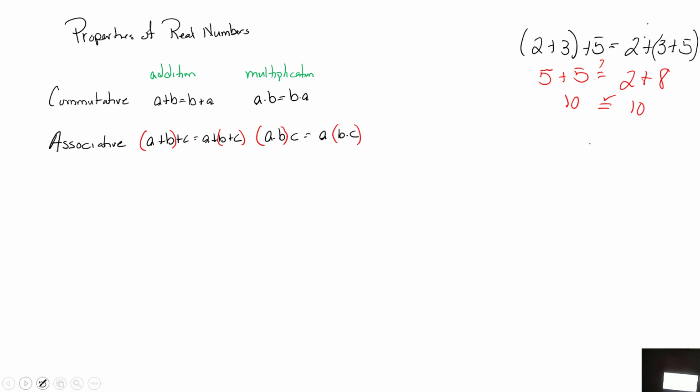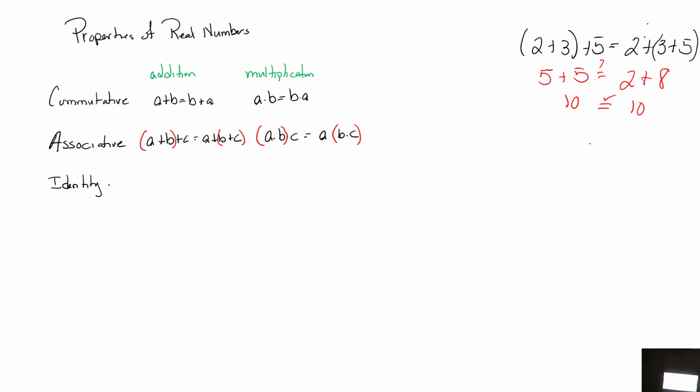Do you think this works for division? No. These properties of real numbers only work for addition and multiplication. So how you doing? So far so good? Loving it. All right, now let's talk about the identity property.